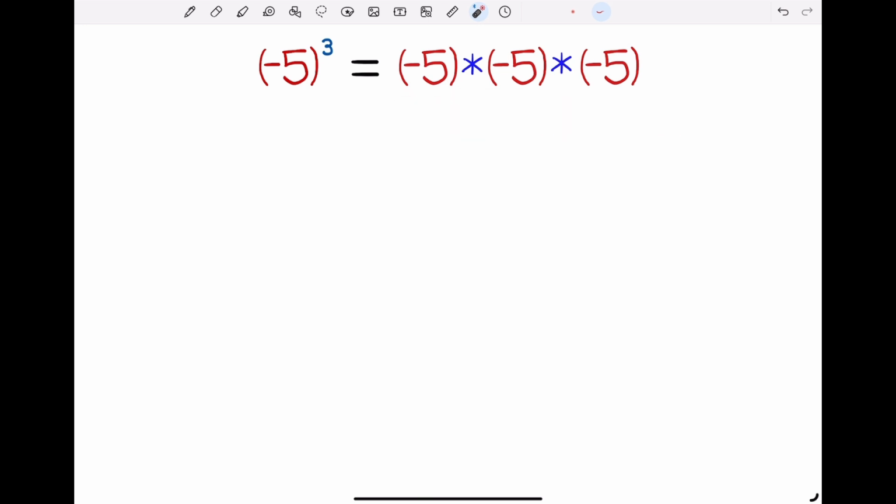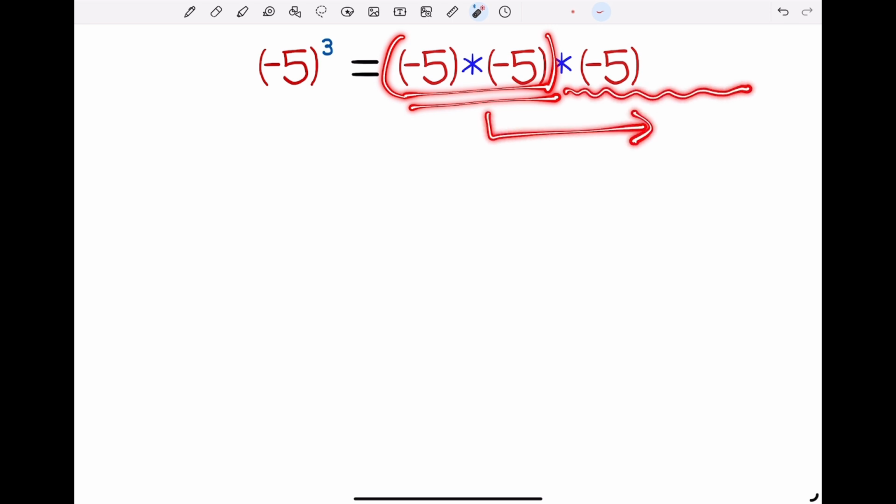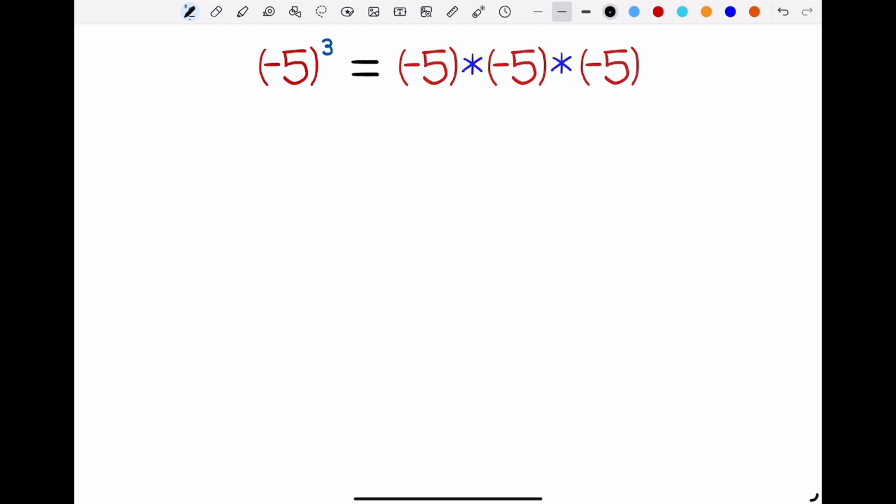So what we're going to do is use the associative property, multiply 2 numbers at a time, and continue that process until we run out of numbers to multiply with. Alright, so let's group and multiply the first 2 negative 5's together. And now we have to multiply negative 5 times negative 5.